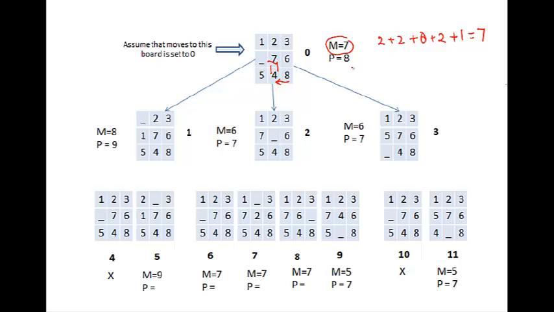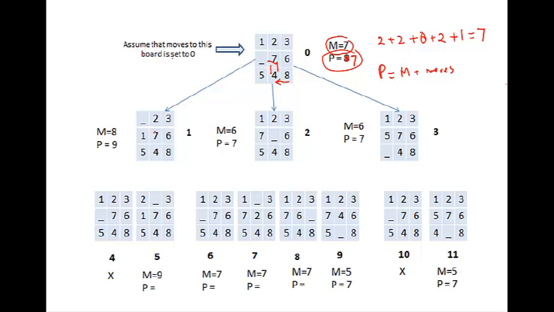Now the priority is also 7 in this case, because we compute the priority to be the Manhattan distance plus the moves. So let's assume that moves for the original board is set to 0. Therefore, the priority for this element is 7.